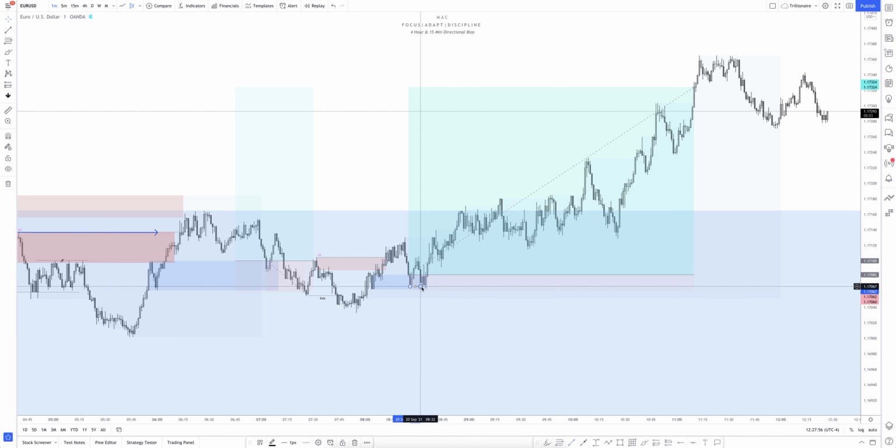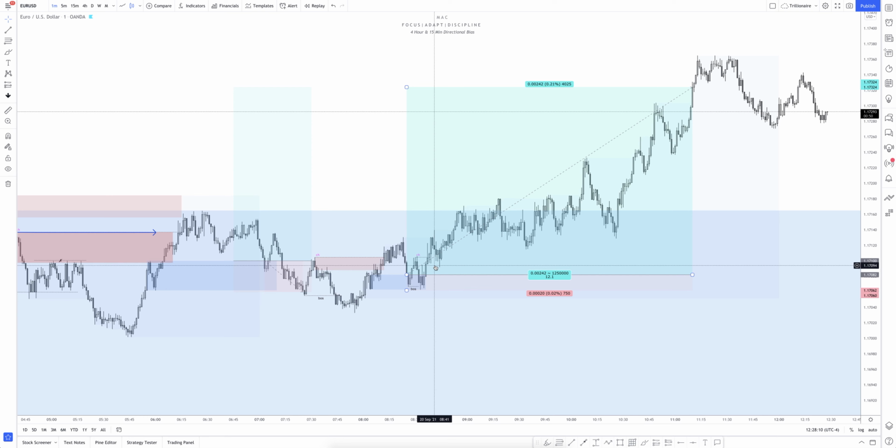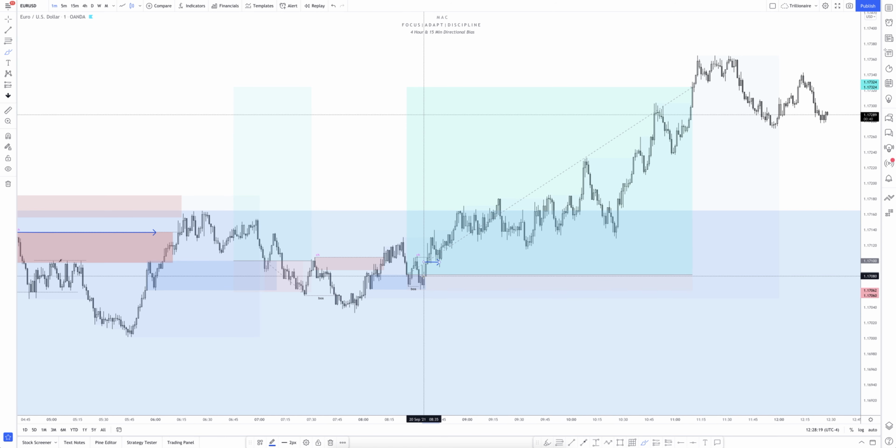All right, so we have that there. Then we have a change of momentum here. All right, and we could have taken advantage of this here for this entry, price to move to the upside. And taking advantage of that, I'm pretty sure the risk could have been around 1.5 pips.